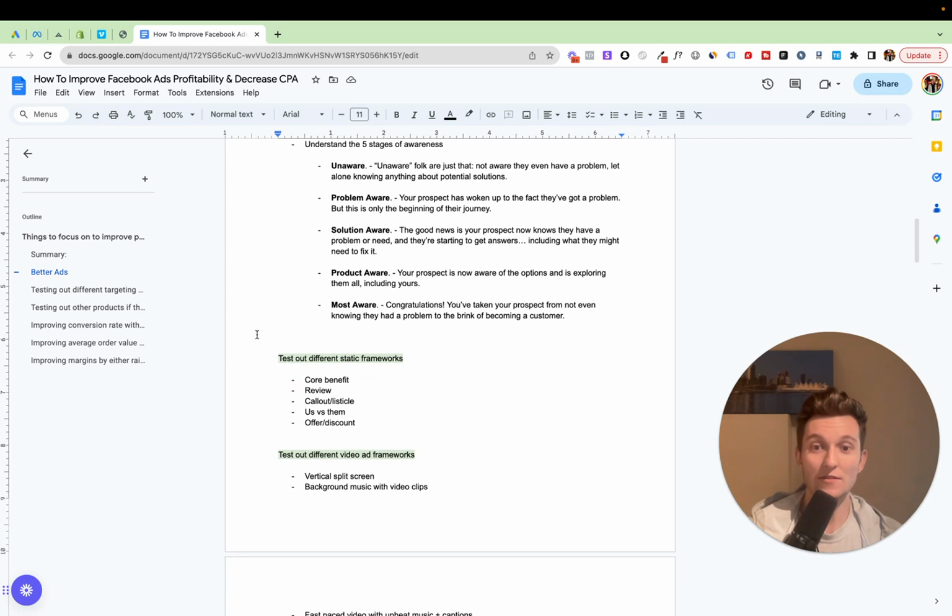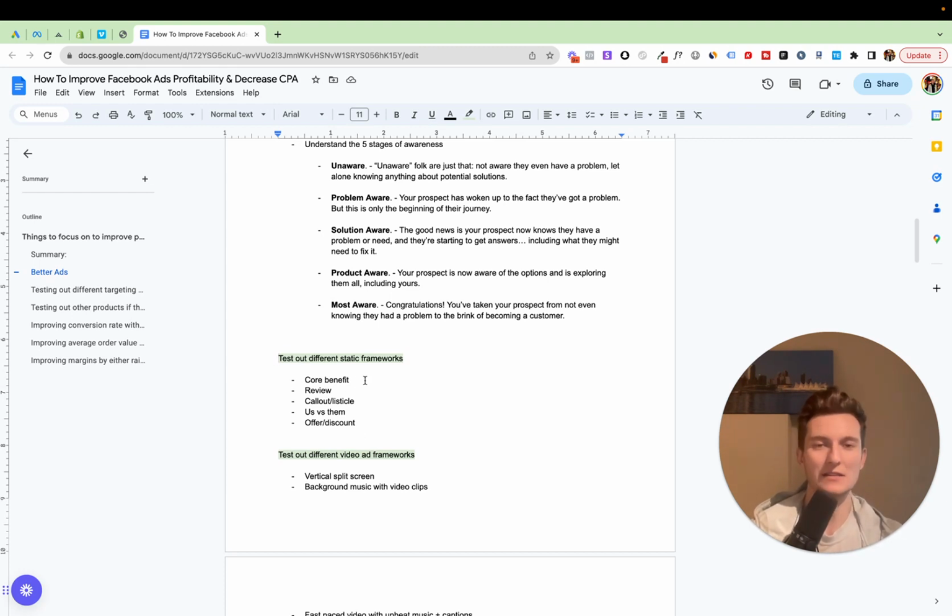Up next, test out different static frameworks. I've spoken about these before on the channel, but quick summary: these are just some of them. There's even more. There's honestly an unlimited amount. But you always want to stay on top of what's trending and what's doing well. There are so many different ones, but these are the main 5 that we always run.